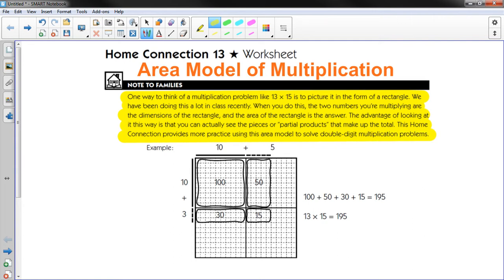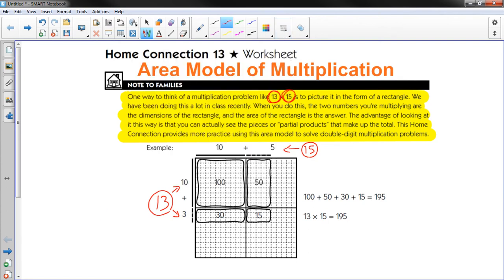You'll notice the 13 up above is right here, and they break it up into its place value parts. And then you'll notice the number 15 is right here, broken up into its parts. That's going to be helpful on the base 10 grid. And then down below you can see where they're using this model to solve the problem.